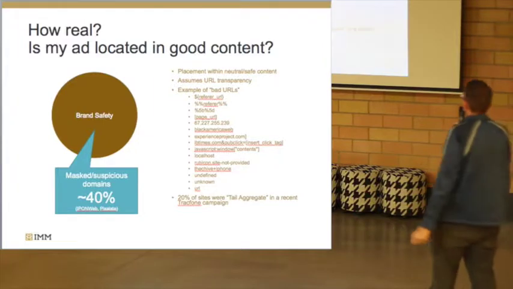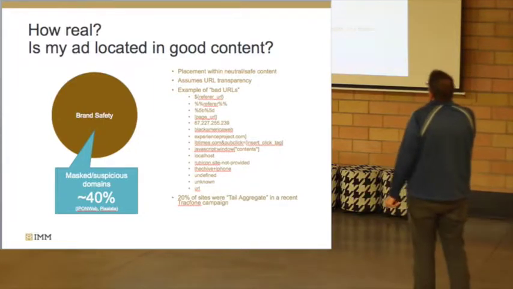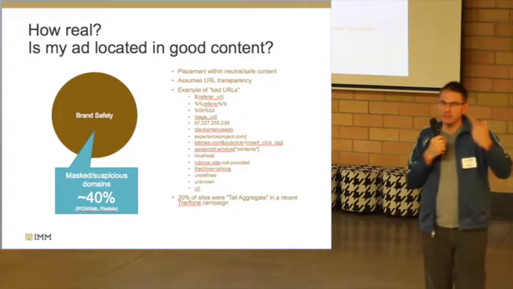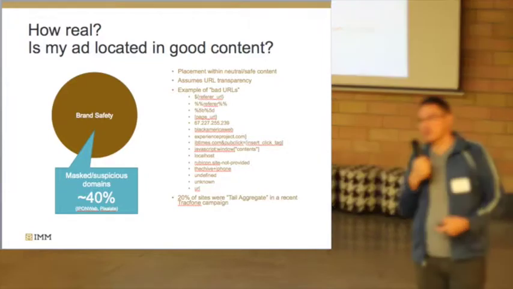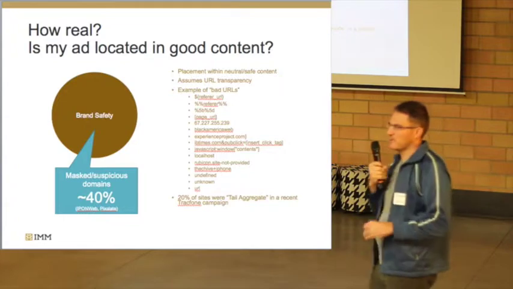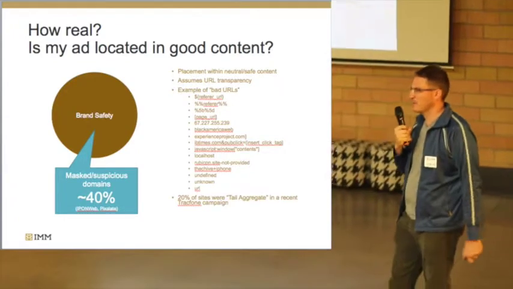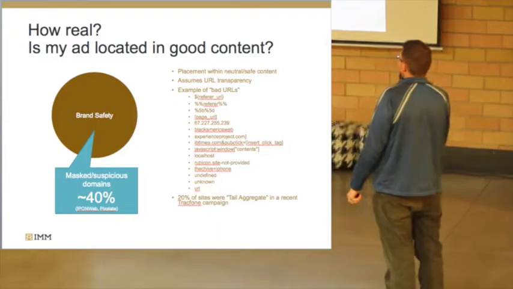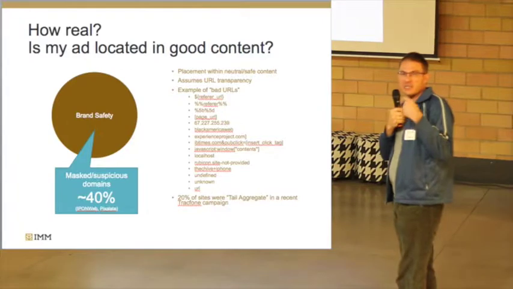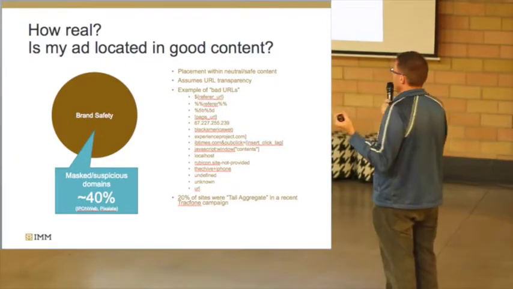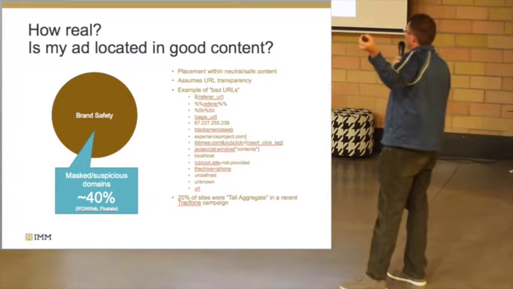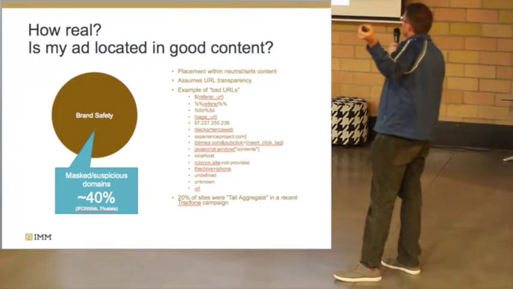So the next question, once you determine that you're actually talking to a real person, how real is your impression? We all rely heavily on whitelists and blacklists for determining where we want to show our ad. The problem with that is about 40% of the domains coming through are not real. They could be masked, unknown, intentionally masked, or it just could be accidental. So here's an example of some actual domains that we saw that came through incorrectly.